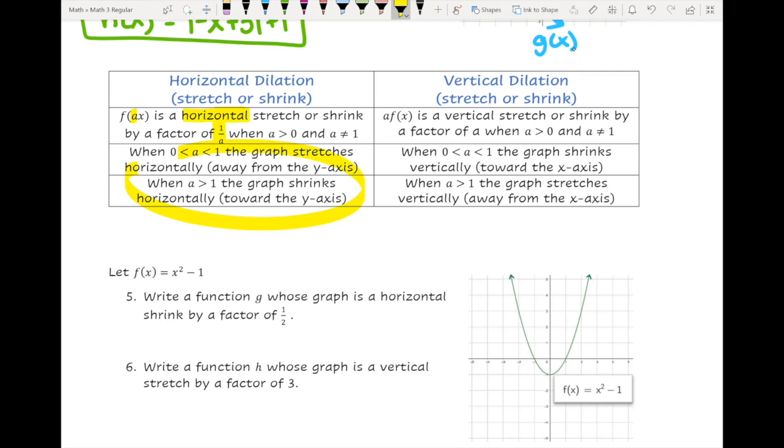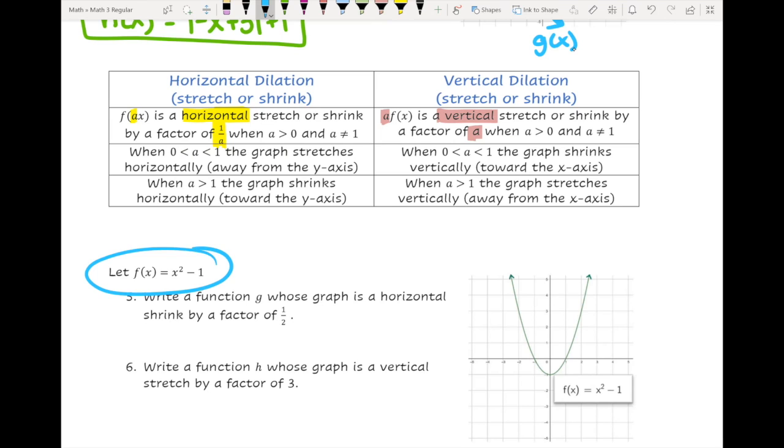I'll look at this stuff down here in a second, but the other one says that if the a you're multiplying by is outside the function, then it's going to mess with your y values. It will stretch or shrink vertically, like y values go up and down vertically. And it'll stretch or shrink by a. It's not the 1 over a, like the horizontal dilation was. The vertical dilation is just a factor of a. So let's look at what happens here.